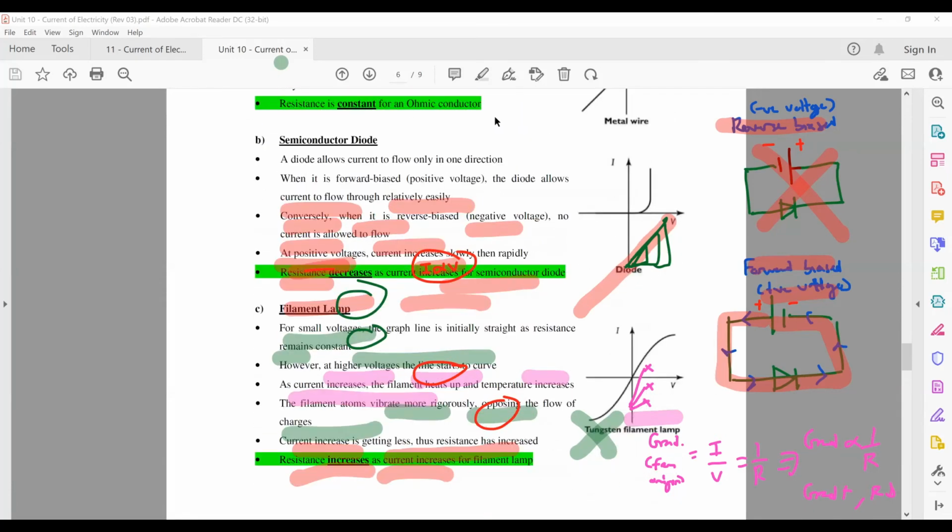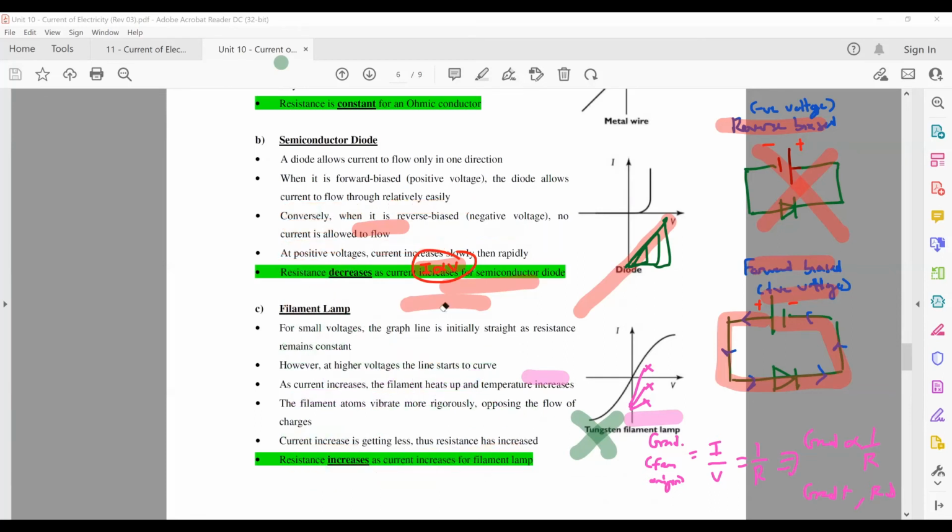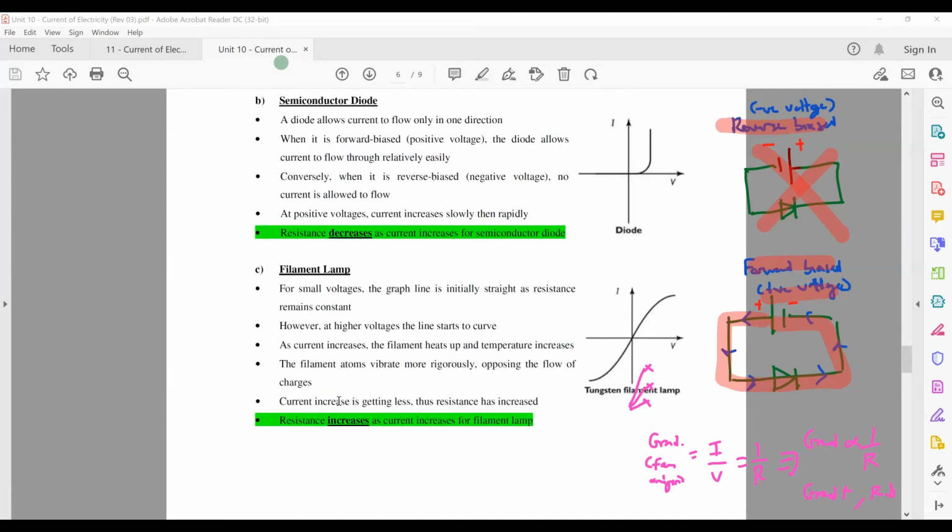Now, then the last one you will need to know is filament lamp. Okay, for filament lamp is this one. Okay, so let me just clear off everything again. Okay, now for filament lamp, at small voltages, the graph is usually a straight line. At small voltages, the graph is straight as resistance remains constant. So it's actually straight initially. But then when you go towards higher voltages, the line will start to curve, like what you're seeing here.